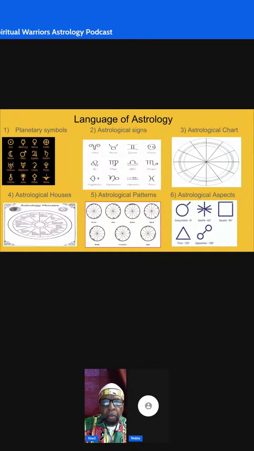The other sign we have is an opposition. Now, opposition represents, say, a 180-degree angle. They're on the far end of the chart. Each planet is at its furthest distance from the other. So that also represents an area of tension.